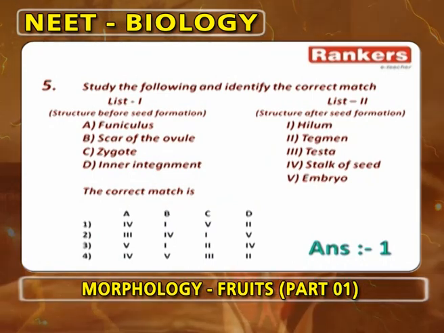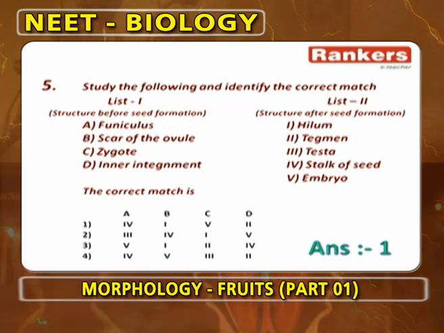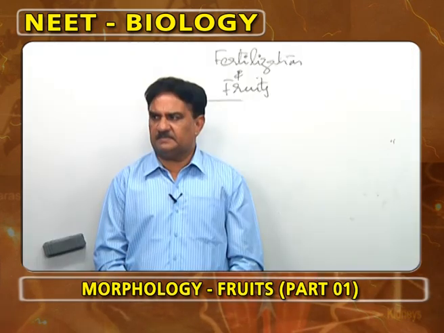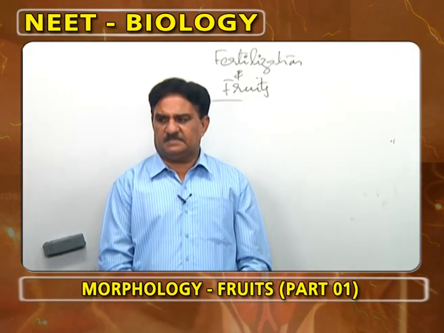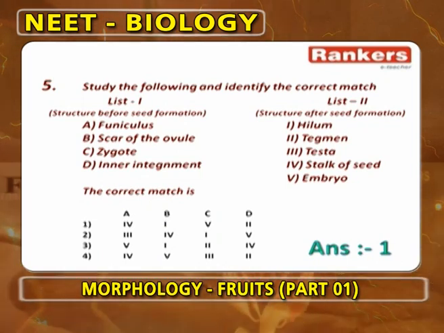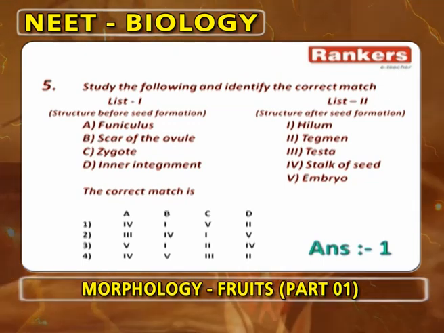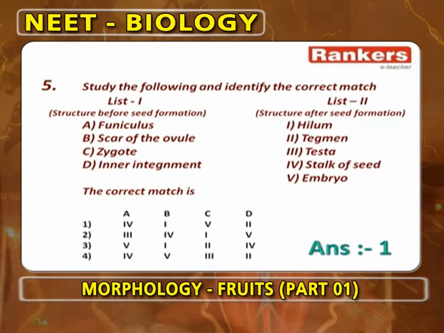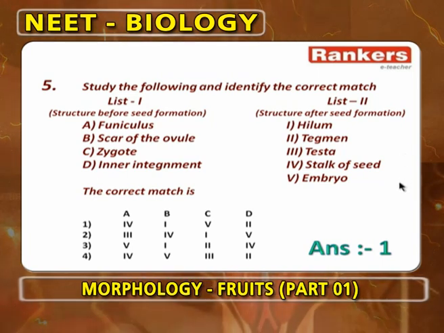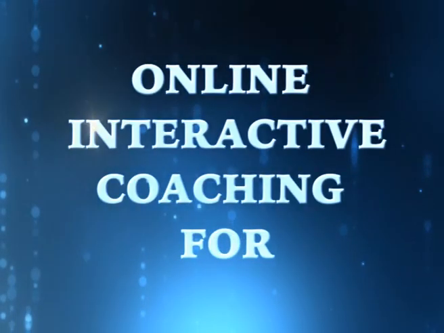Zygote develops into embryo. Then inner integument becomes tegmen, outer integument becomes testa. So the answer: funiculus, stalk of the seed; scar of the ovule, hilum; zygote, embryo; and inner integument is tegmen. Next.